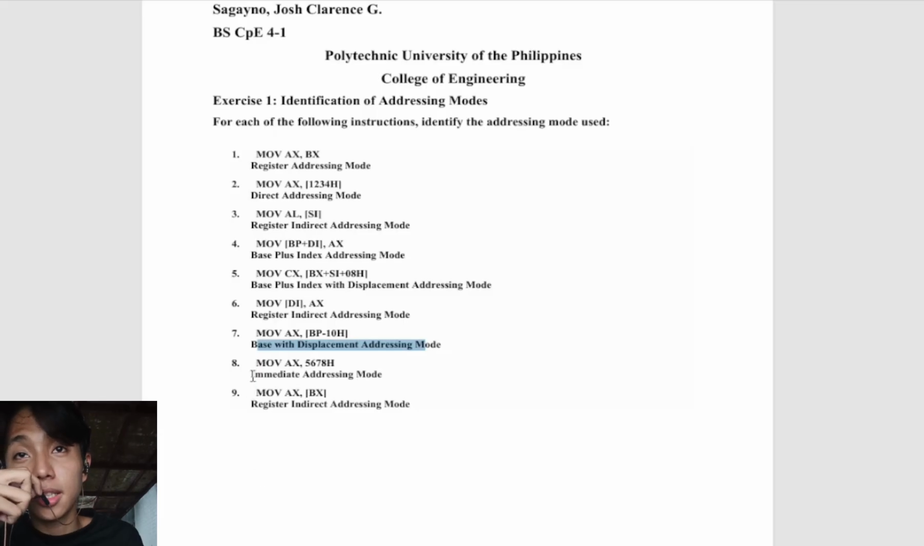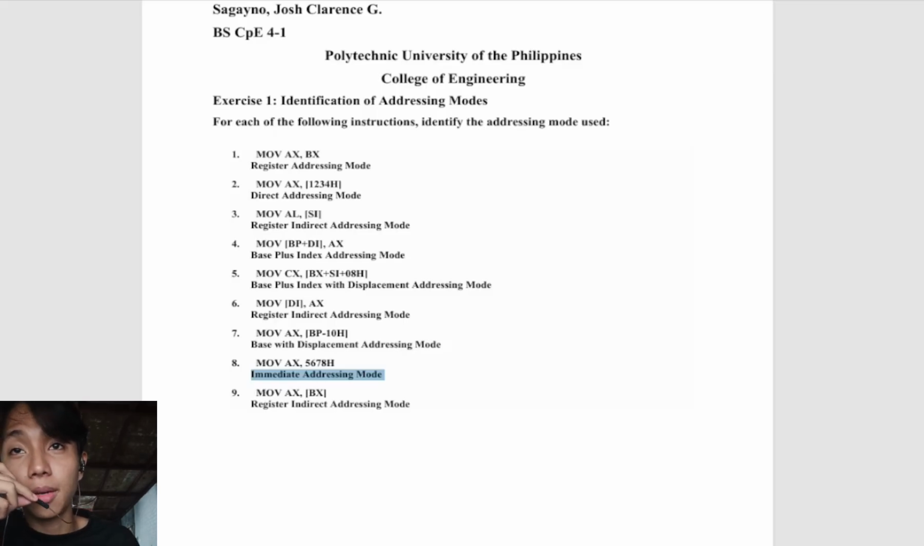Then number 8 is immediate addressing mode. This is because the number 5678H is part of the instruction itself. The CPU doesn't look at the memory or other registers. It just loads the value directly into AX. That is why it's called immediate. It's not enclosed or stored in a bracket or something.